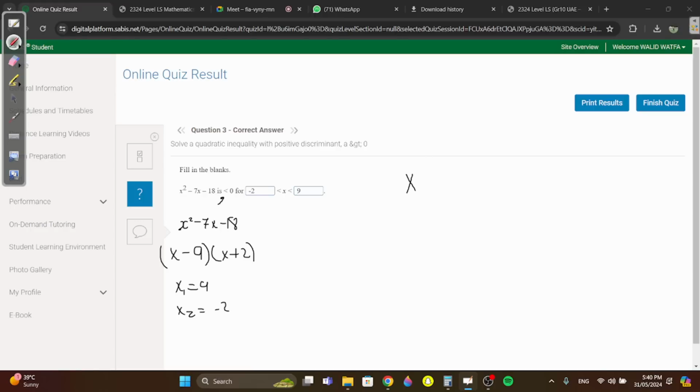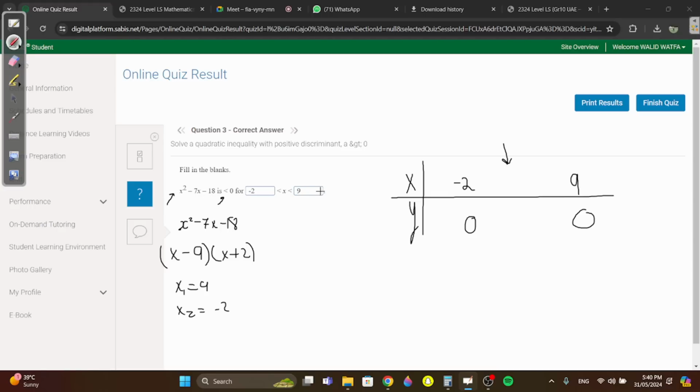Now what we do, we draw our table. x, y, like this. Okay? This way will get you full marks in the written. We have minus 2 here, we have 9 here. At our roots, it will always be 0 and 0. Okay, in between the roots, it's always opposite to my quadratic.